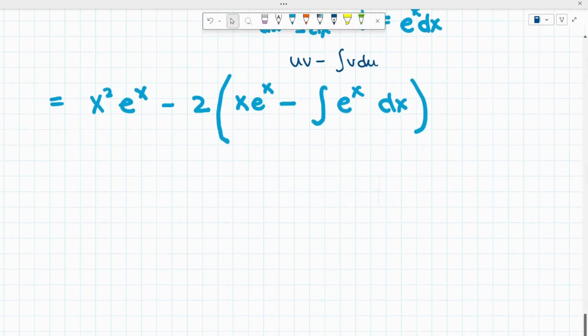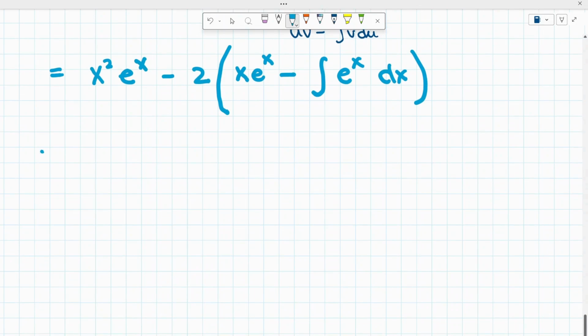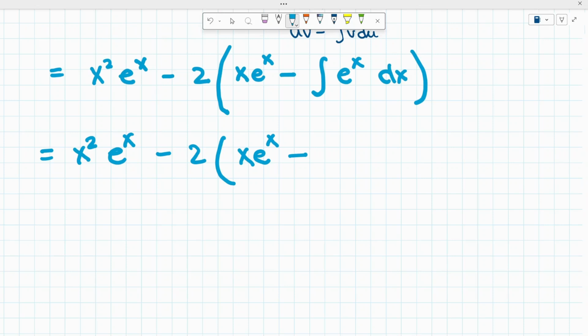Okay, so now this is looking pretty good to go. So we've got x squared e to the x, and then we can distribute this too. Actually, let's wait a second before we distribute it, just so we can solve this integral first. So we've got minus 2, then in brackets e to the power of x, minus, well, what's the integral of e to the power of x? We already said that it stays the same, e to the x, and then we have to make sure we have our plus c right at the end over there.